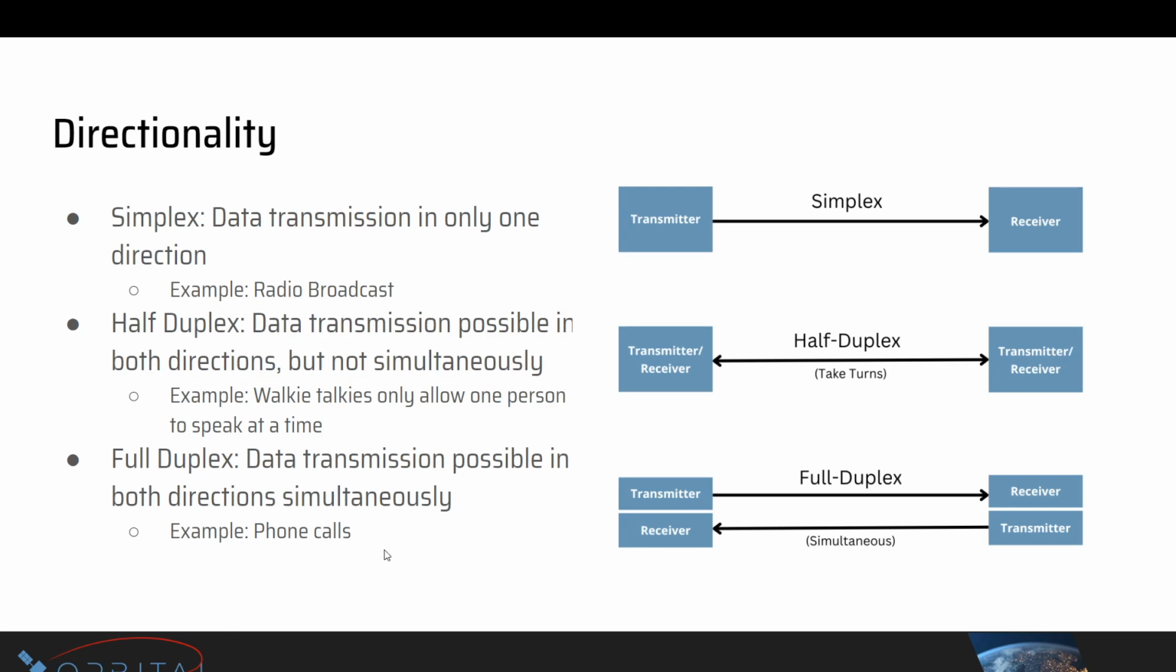And then finally, we have full duplex, which means you can have data transmission in both directions at the same time. For example, when you're on a phone call, it's not like a walkie-talkie where you have to explicitly say when you're done talking and then switch to receive. You're both just talking at the exact same time, and you can talk over each other. So that's full duplex.